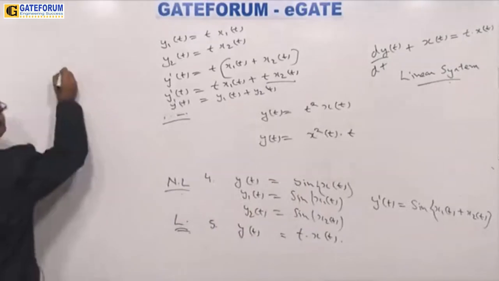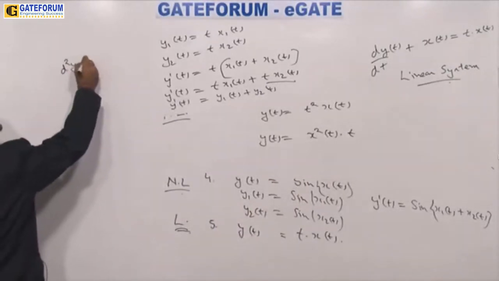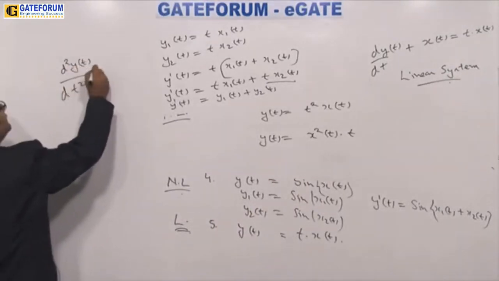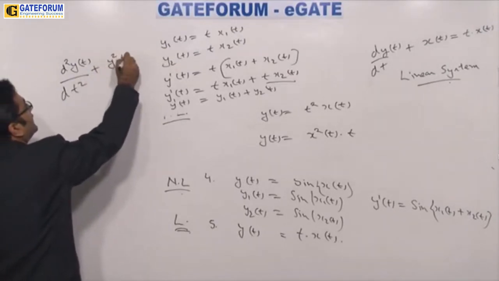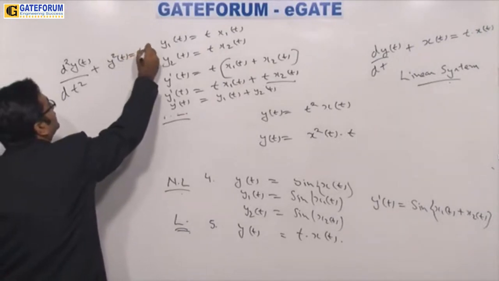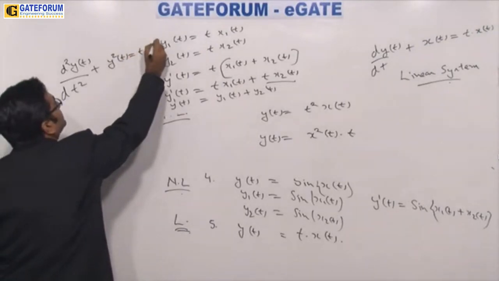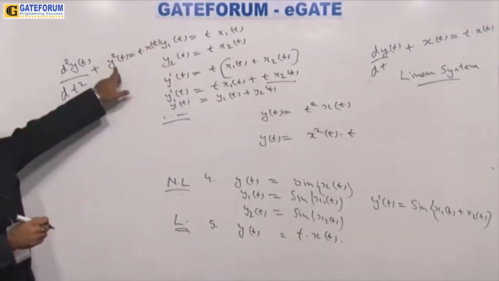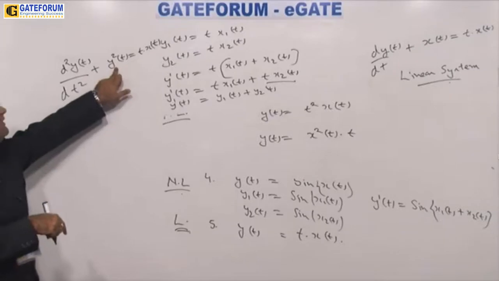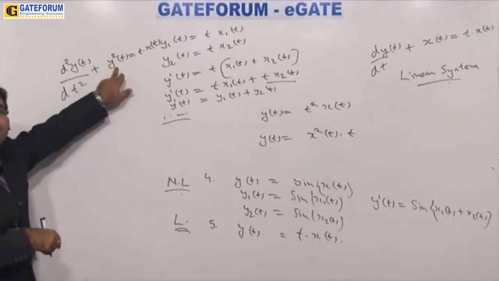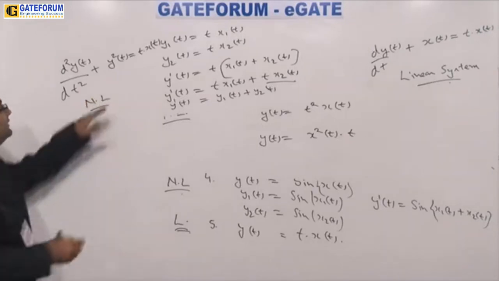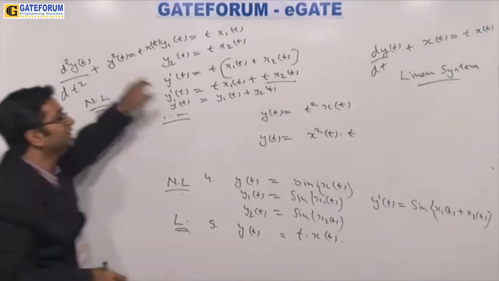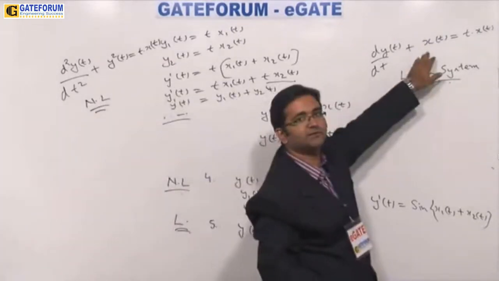See this example. d square y(t) by dt square plus y square of t equals t x(t). Now see, the dependent variable y(t) is multiplied with itself, and once this dependent variable y(t) is multiplied with itself, the system becomes a non-linear system. This represents a non-linear system. Of course, this differential equation is a non-linear differential equation. This differential equation is a linear differential equation. Okay.